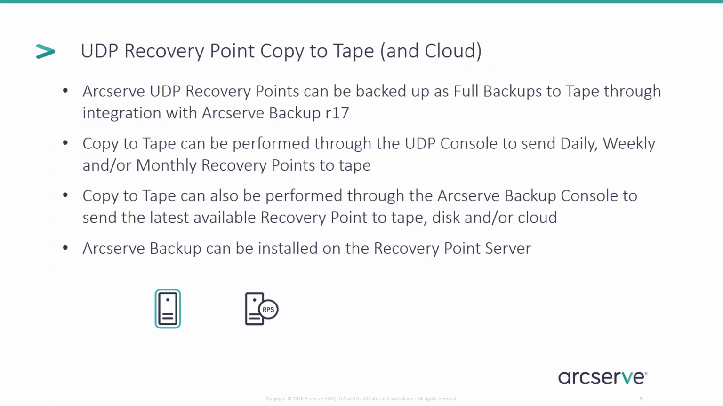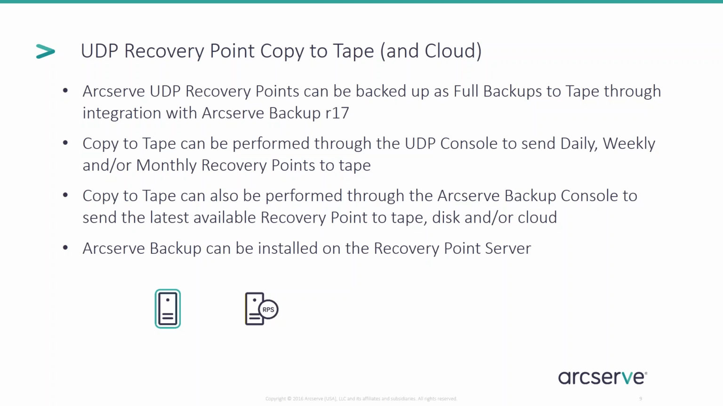That said, for those of you who are familiar with Arcserve UDP version 5, we could do the same copy to tape functionality through the Arcserve Backup console. And with Arcserve UDP version 6, we can still use that method through the Arcserve Backup console. And if we do it that way, we can also send a full backup to not only tape, but to other disk, and cloud destination. And when we say cloud, it'll be object store, such as Amazon S3 and Microsoft Azure.